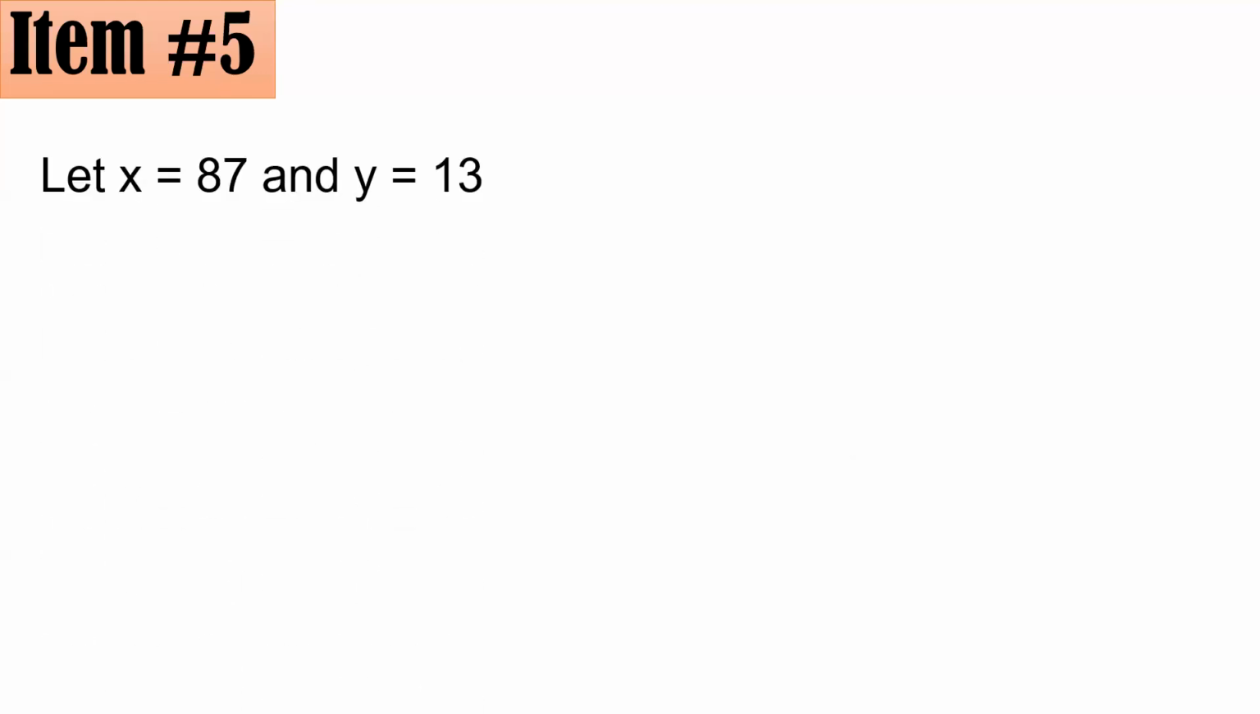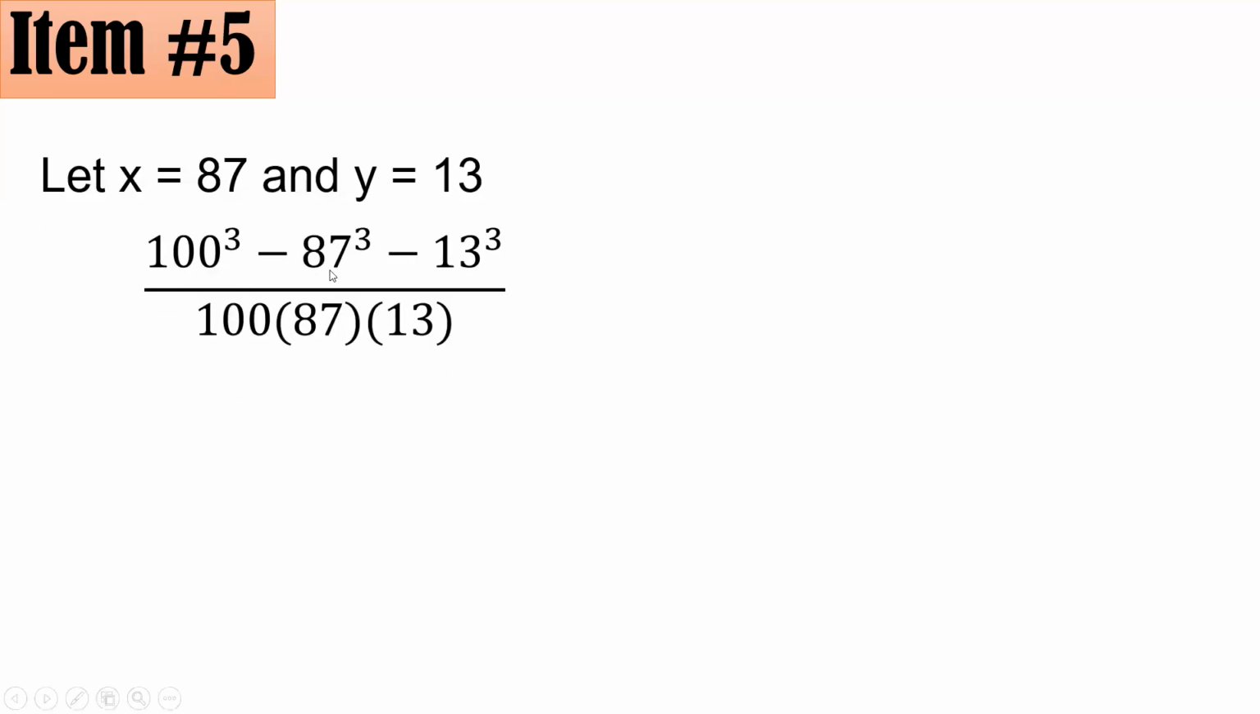I let X be equal to 87 and I let Y be equal to 13. So, we have 100 cubed here. If you could see, 100 could be expressed as 87 plus 13. So, 100 could be expressed as X plus Y. That's why I made the 100 into X plus Y, quantity cubed, minus X cubed minus Y cubed, all over X plus Y times X times Y. I express it in variable form.